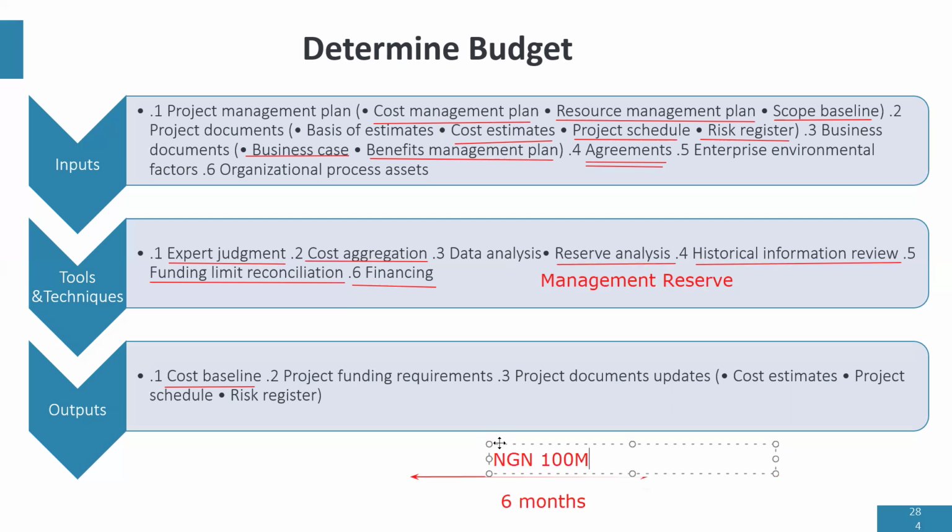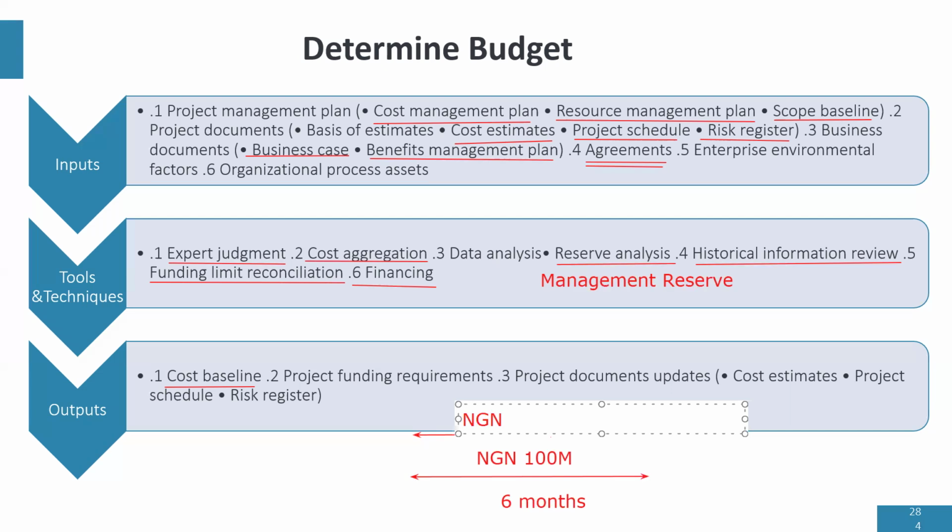Now, when it comes to capital budgeting funding projects, your client doesn't always give you all the money. In fact, they give you a part payment, and you can sometimes use your own capital to complete the project, and then they reimburse you. So funding limit reconciliation is where the client has given us part payment, right? So let's say the client has given 60 million, right, for the first phase of the project.